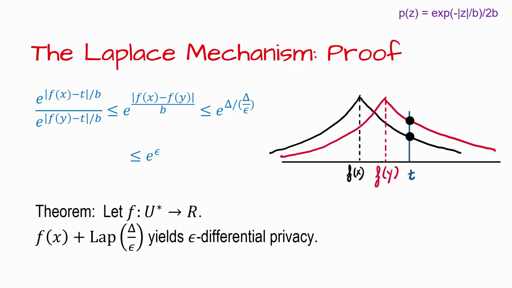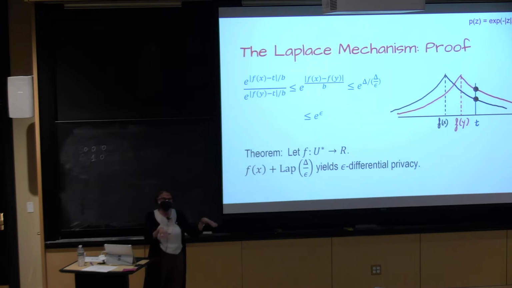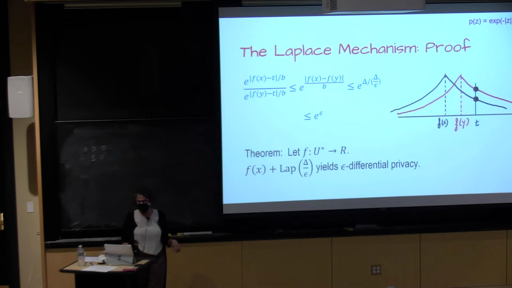So here I have a database Y, and this is f of Y. And here I have a database X, and this is f of X. And these two curves show the output distributions on the two different data sets. And let's look at some particular outcome T. And we need to bound the probability density at T in these two different distributions.